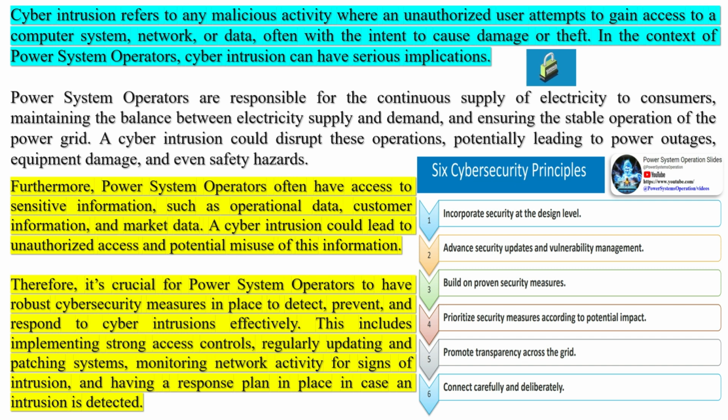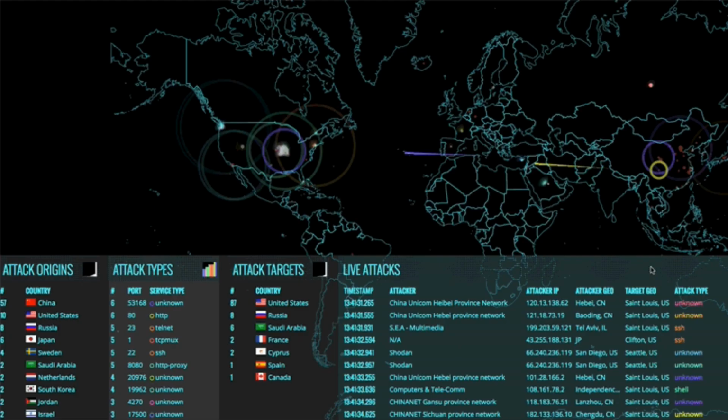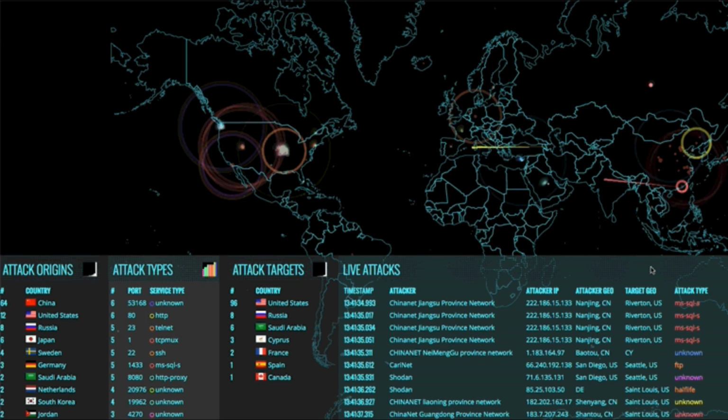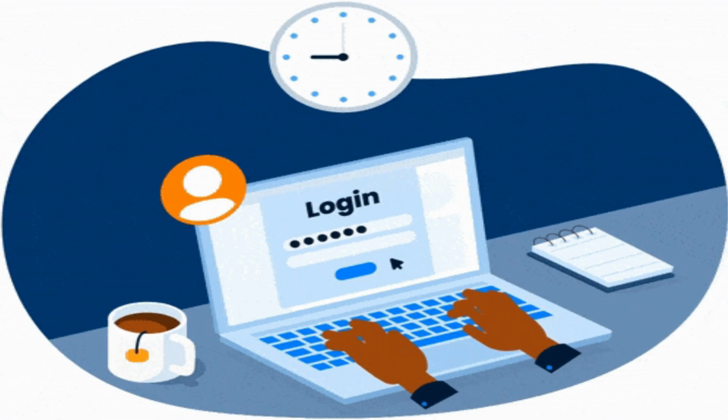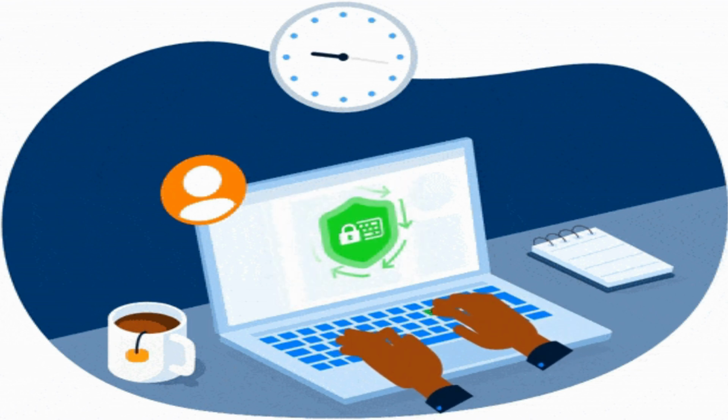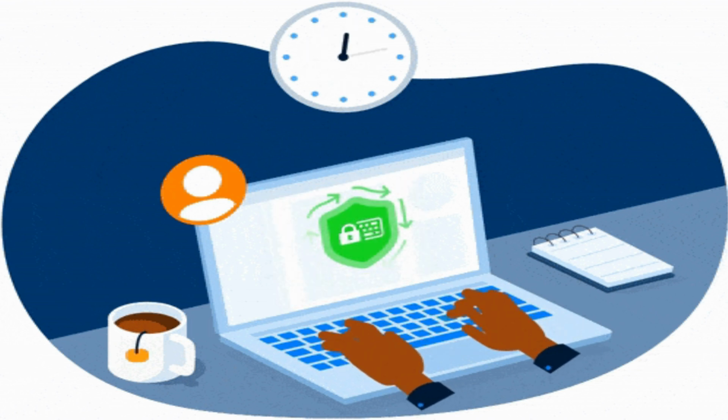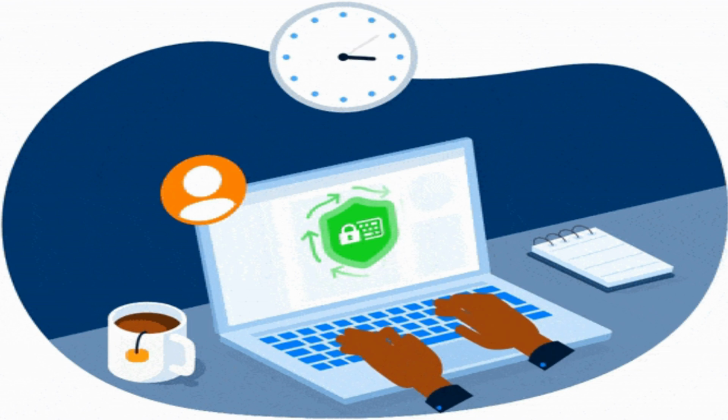Power system operators are responsible for the continuous supply of electricity to consumers, maintaining the balance between electricity supply and demand, and ensuring the stable operation of the power grid. A cyber intrusion could disrupt these operations, potentially leading to power outages, equipment damage, and even safety hazards.